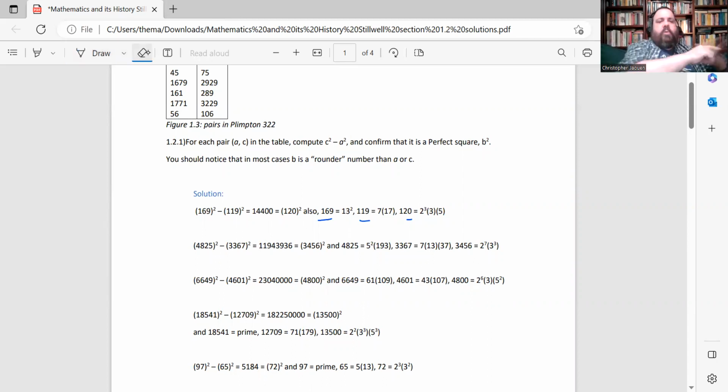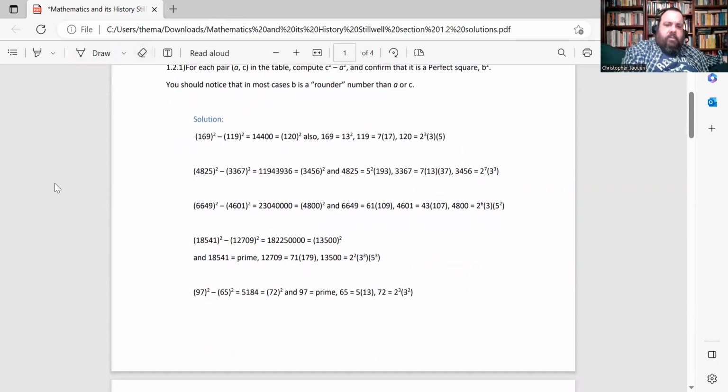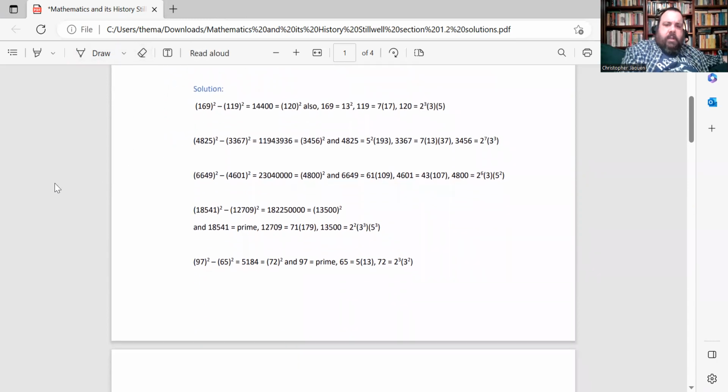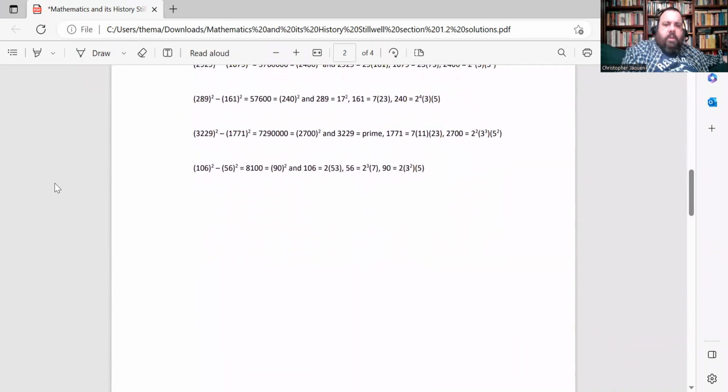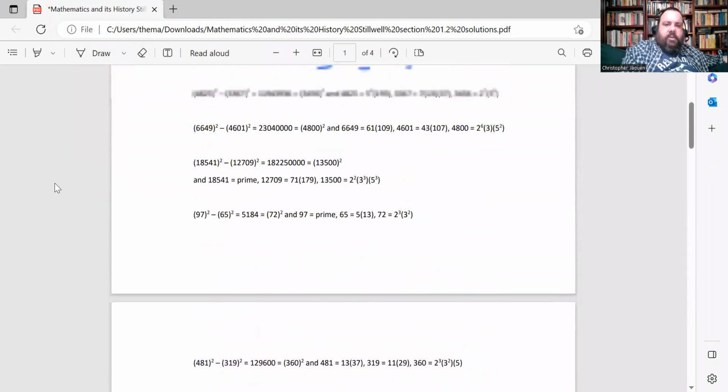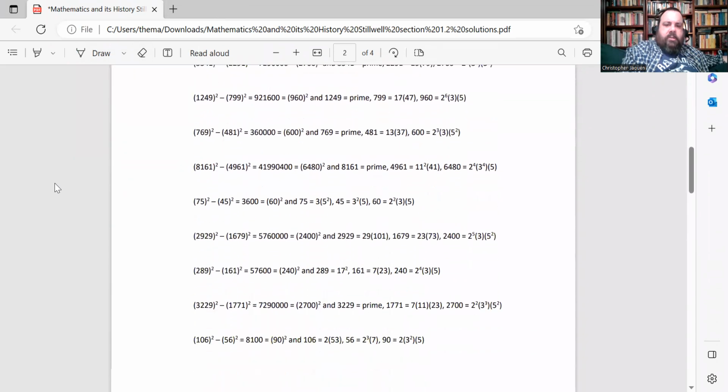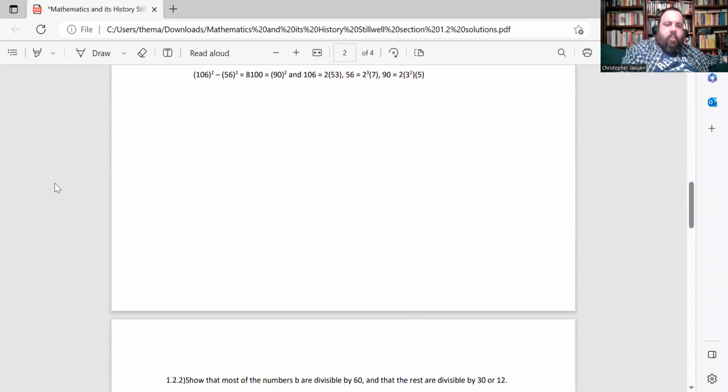I won't go through all of these because they're just calculations. You just use the numbers and show what he wants you to show. If you look, you can see I did all of these. Like I said, I won't go through all the details. You can do it yourself. It's just numerical calculations. That's question 1.